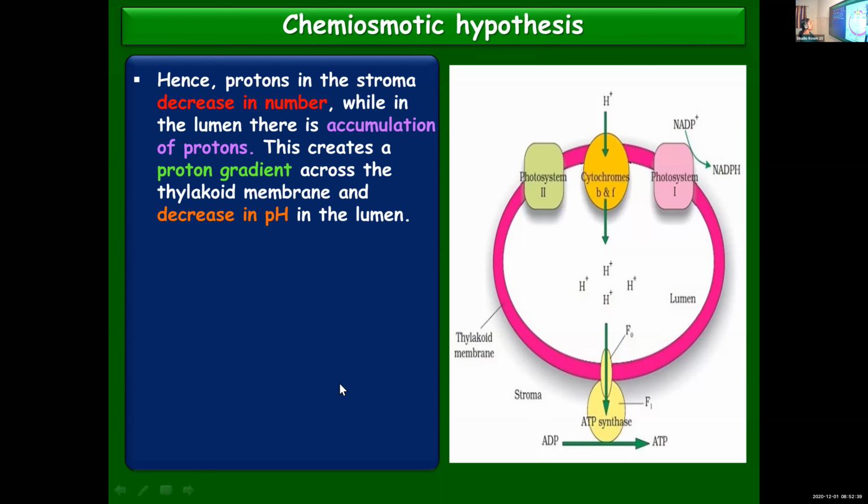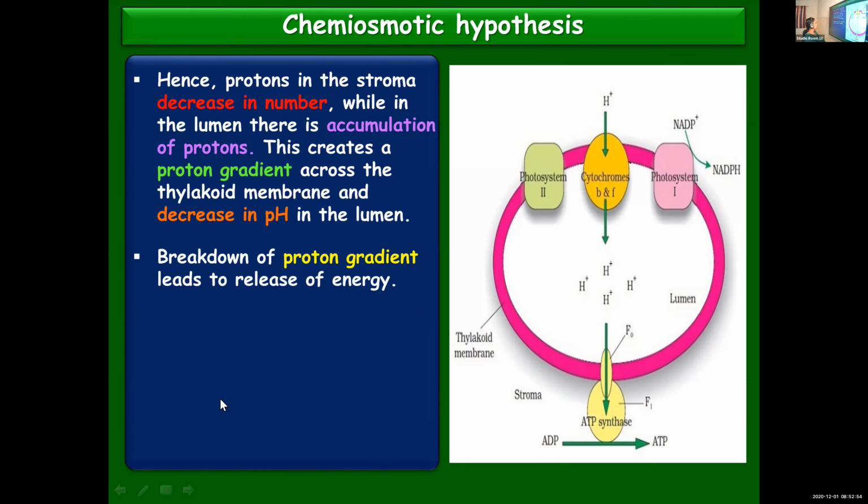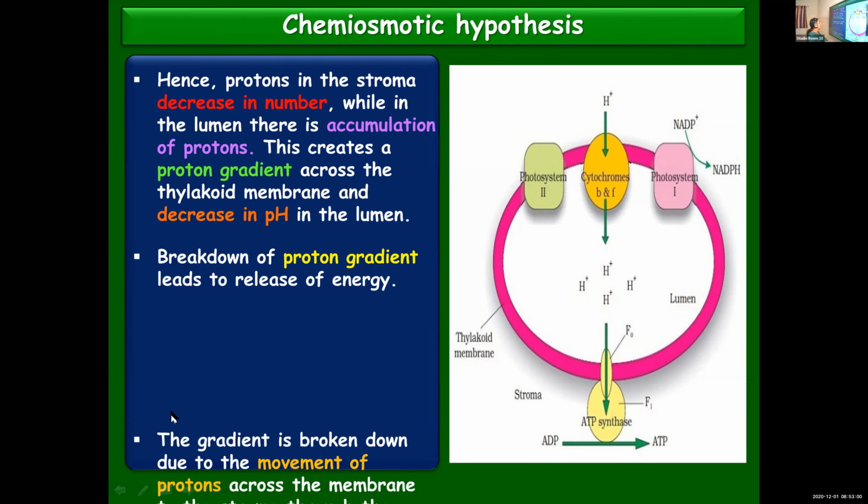Hence, protons in the stroma decrease in number, while in the lumen there is accumulation of protons. This creates a proton gradient across the thylakoid membrane and decreases the pH in the lumen that we already discussed. Breakdown of proton gradient: whenever this proton gradient is broken, it will release energy.